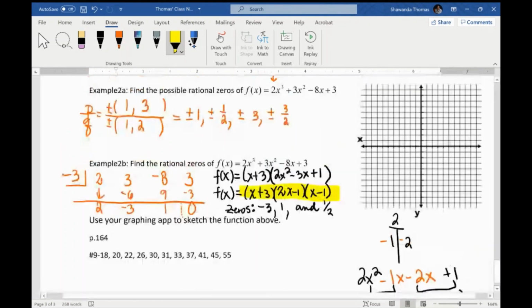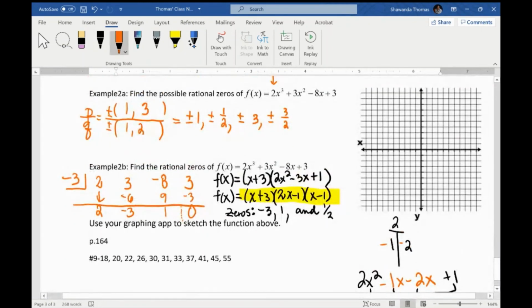All right, let's sketch it really quickly before we go. We have -3, 1, and 1/2. That's going to be kind of close right here. So we know the end behavior, you kind of already discussed it with the other. We know it's going to cross. How do we know that? Because all of the factors have a multiplicity of 1, or odd multiplicity.